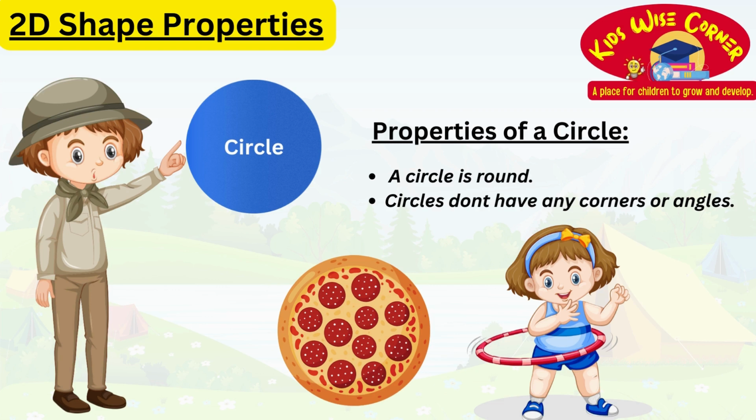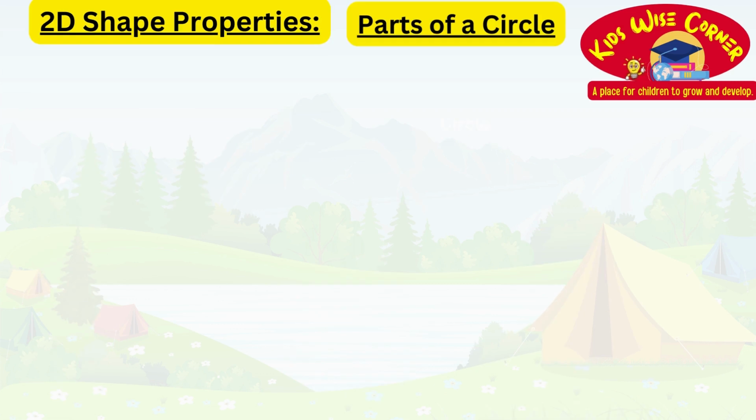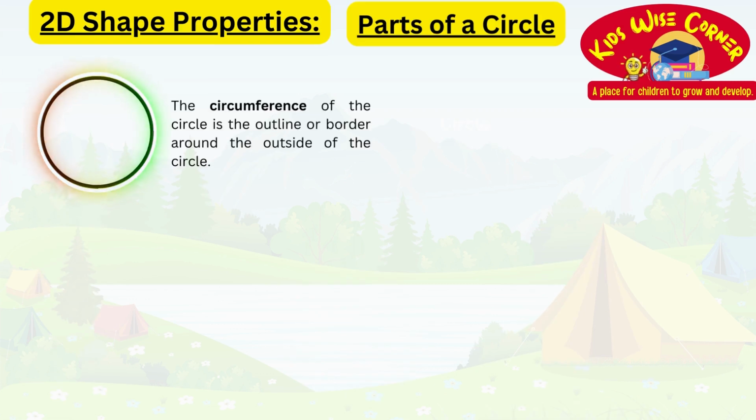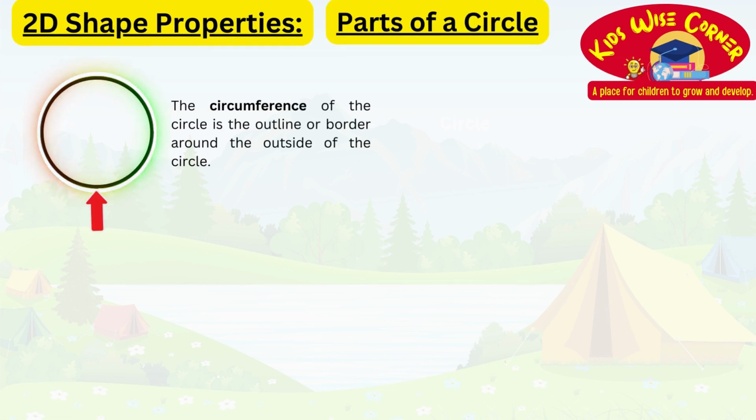Let's look at the properties of a circle. A circle is like a perfectly round pizza, or a hula hoop. The property of circles is that circles are round. Let's look at the parts of a circle. The first one is the circumference of a circle. The circumference of the circle is the outline or border around the outside of the circle. It is illustrated by the colored glow.